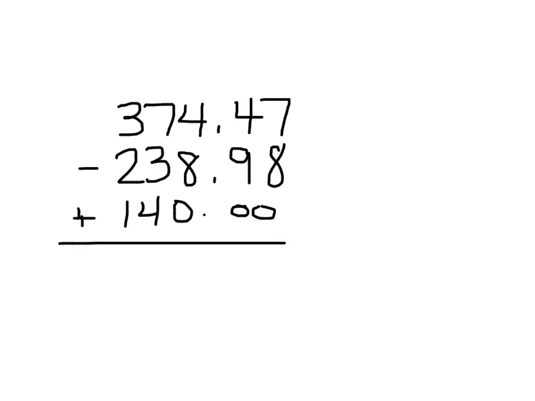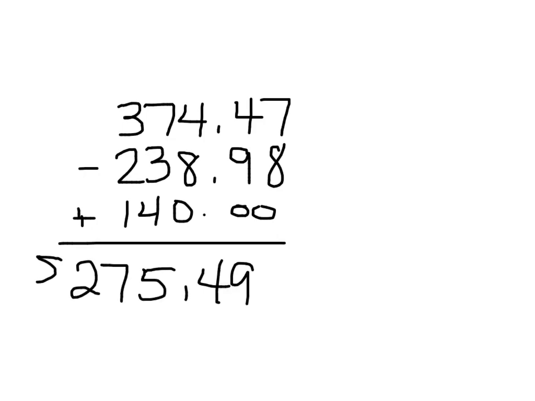So what was 374.47 minus 238.98 plus 140? 275.49. So if I look at my statement amount and say, I've got $374 in there, oh, I've got to pay my car payment of $350, what's going to happen with that car payment of $350? Is it going to clear? No, I don't have enough money in my account. So that's why you need to keep track of this stuff at all times.